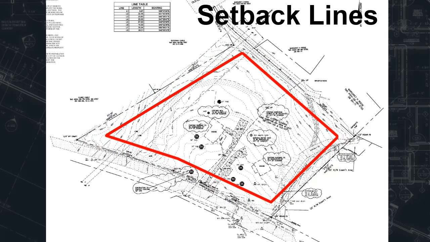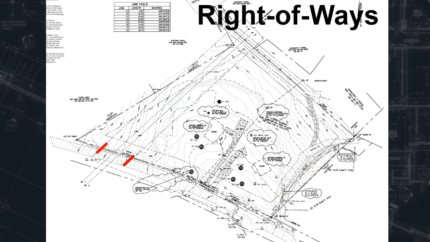Setback lines are usually designated by zoning ordinances and other things, but it's basically saying that, hey, you can't build. Don't build outside of these lines. You may own the property to your property line, but don't be building outside your setback lines. Then you got to look at your right-of-ways.